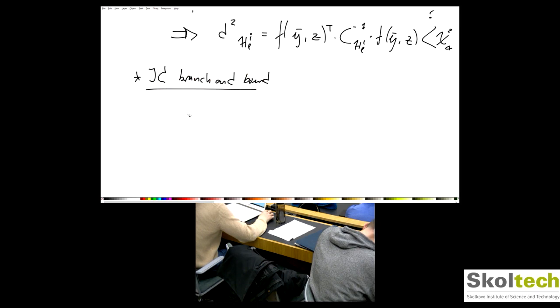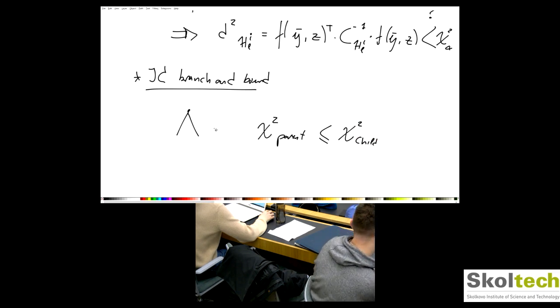And the idea is very simple. So the chi-squared of the parent is always smaller than the chi-square of the child, right? I mean, in the worst case, it's the same if you had perfect information. So that means that, yes.